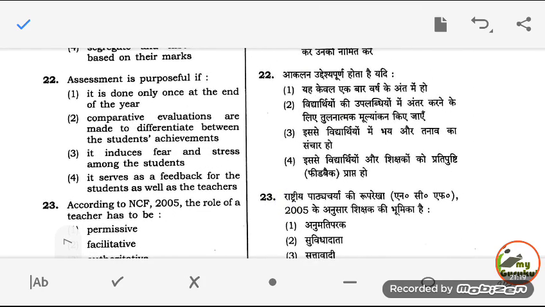Assessment is purposeful if assessment is an integral part of instruction, as it determines whether or not the goals of education are being met. So, the right option will be here. It serves as feedback for the students as well as the teacher.